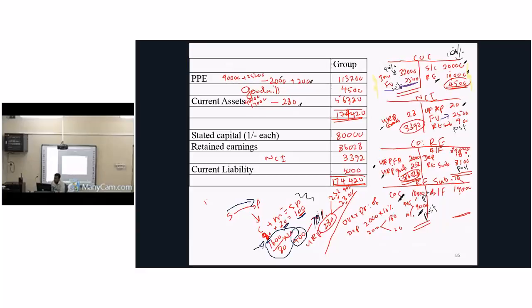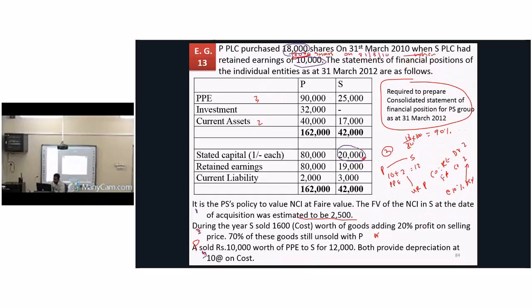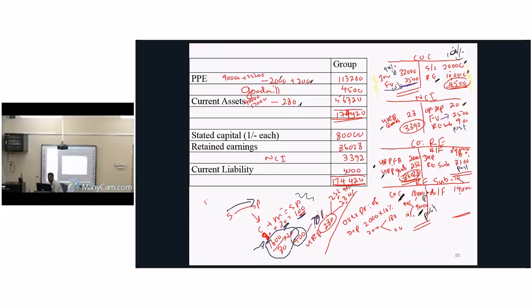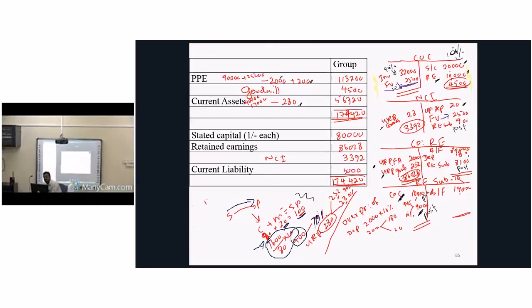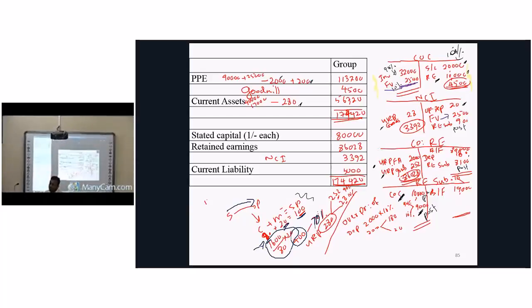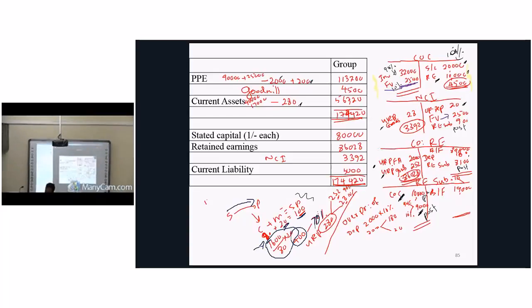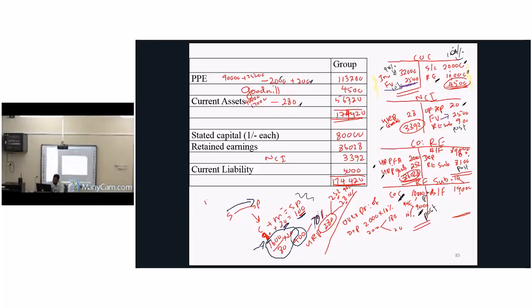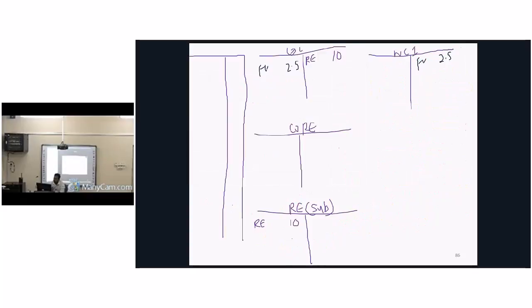But it says very clearly that 70% of these goods still remain with the parent at the end of the year. It means the parent has sold only 30% of goods to outsiders. Therefore, what is the unrealized profit? Unrealized profit amount is 280. How? Take 400 times 70%. Then unrealized profit on inventory is 280.